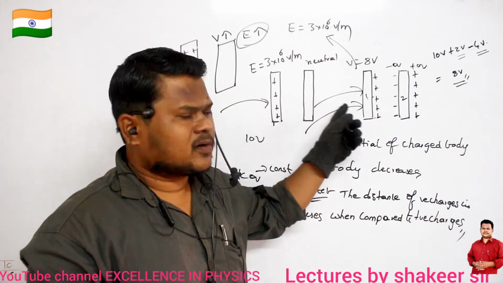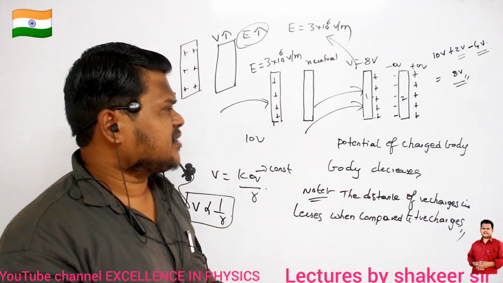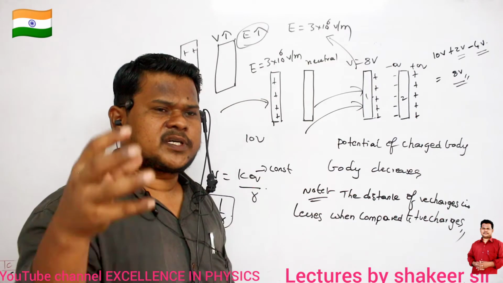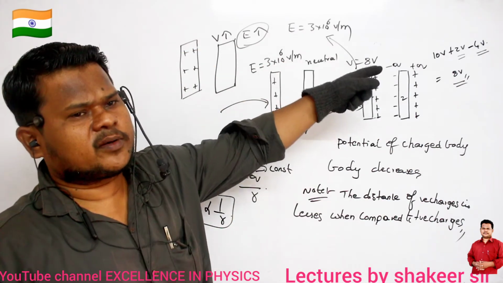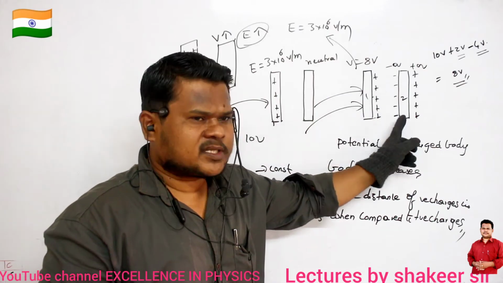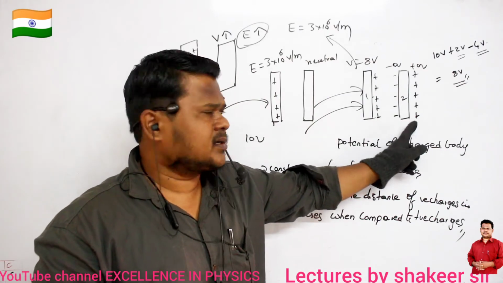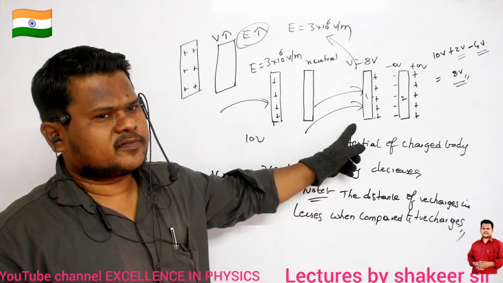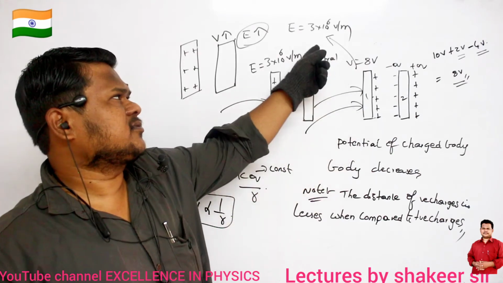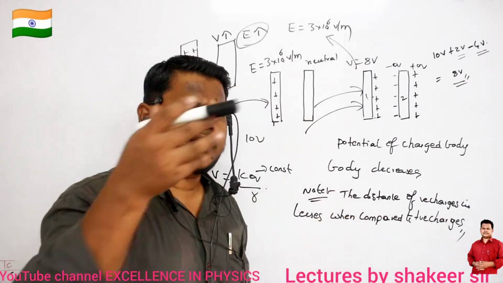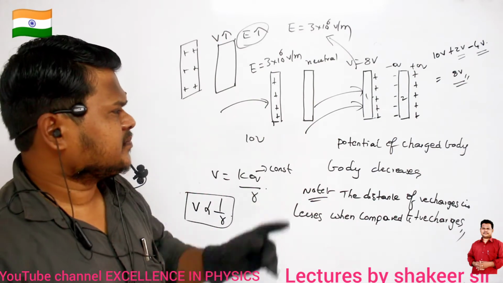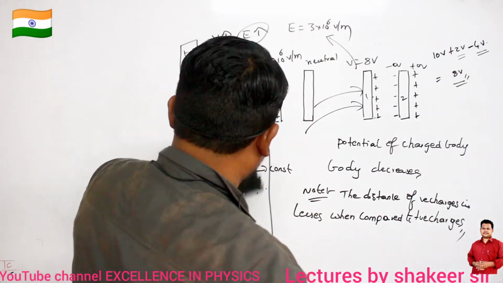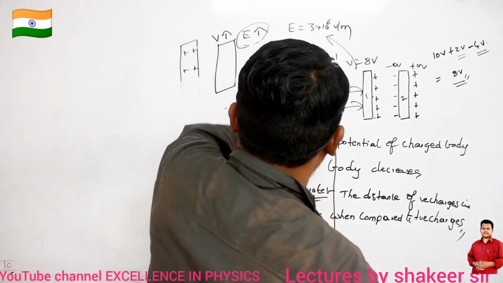It means now I got a chance to add more charges onto the same plate, whose electric field was previously 3 into 10 power 6. But now by placing a neutral conductor, I am able to reduce the potential of this one. If potential decreases, electric field decreases. If electric field decreases, I can deposit more charges. That's all. The logic is very simple. Clear? Okay.